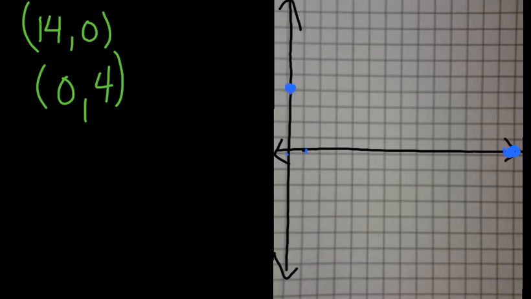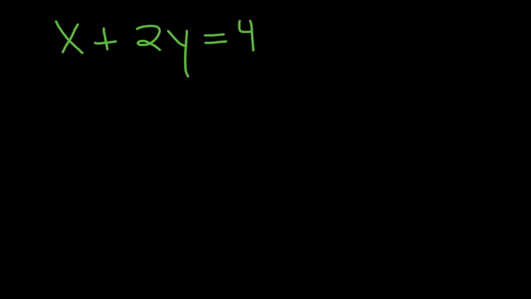Now, to graph our line, all we have to do is connect the dots. So let's see if I can do that. It's a little tricky on the tablet to connect the dots. So there's our line. We just graphed the line. It wasn't a whole lot of trouble. We found our intercepts, we graphed the line. Okay, let's do another one.